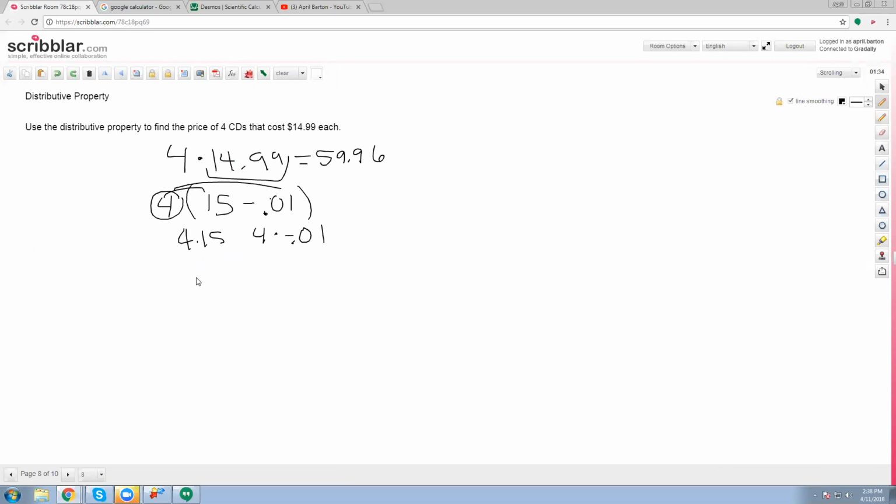So 4 times 15 is 60, and 4 times negative 0.01 is negative 0.04, and then you do the subtraction, and you get the 5996. But we really know it's just multiplication from the beginning, so you could just multiply and be done. They do show a couple of those kinds of problems where they want you to kind of make it more complicated in order to do it in your head instead of use a calculator.